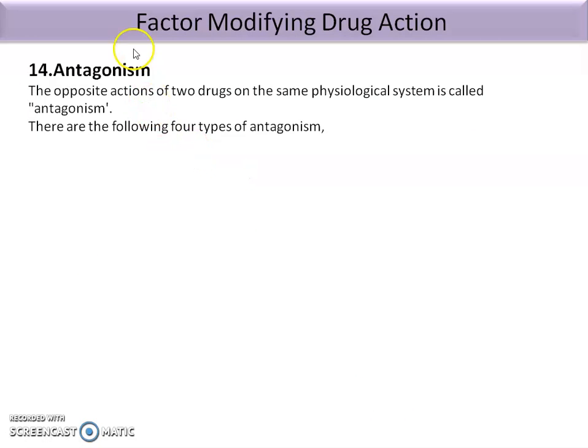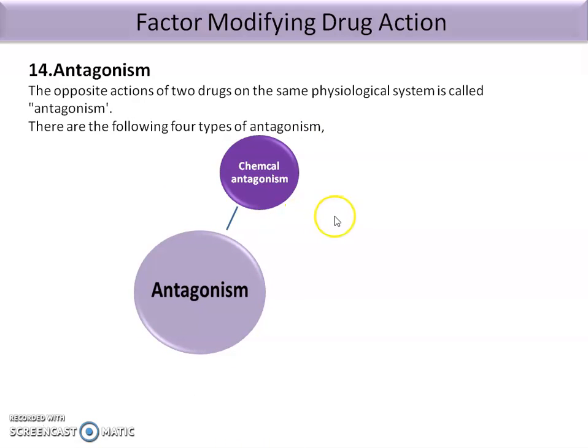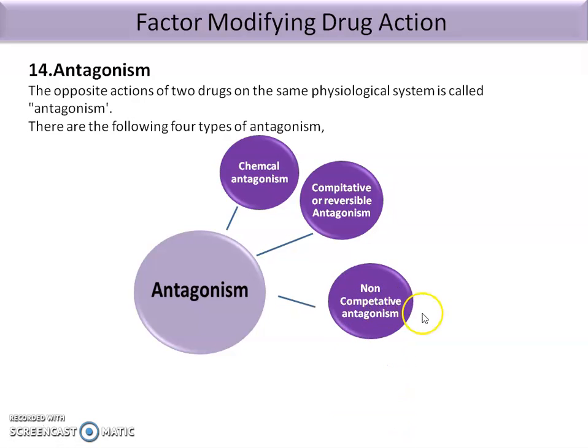The next factor is antagonism. The opposite action of two drugs on the same physiological system is called antagonism. Antagonism is divided into 4 types. First is chemical antagonism. The next is competitive or reversible antagonism. Then next is non-competitive or irreversible antagonism. And the fourth is physiological antagonism. Let's see them one by one.